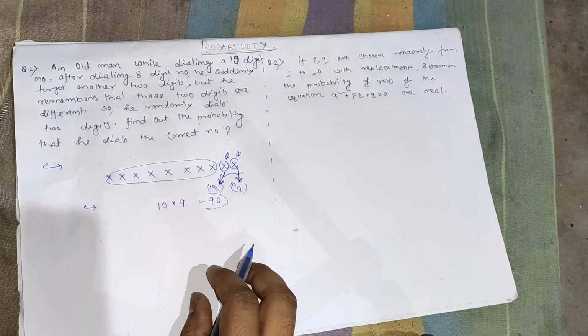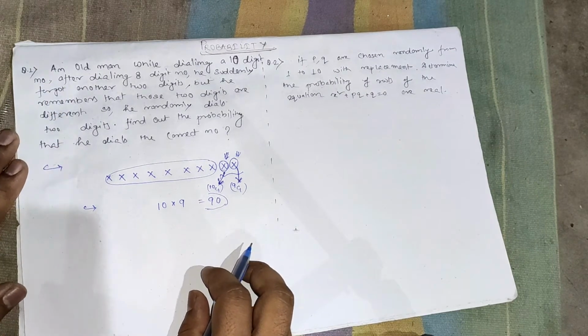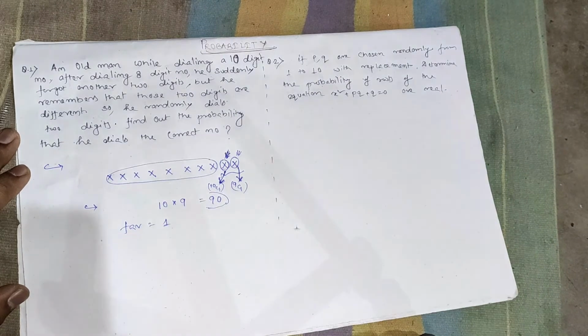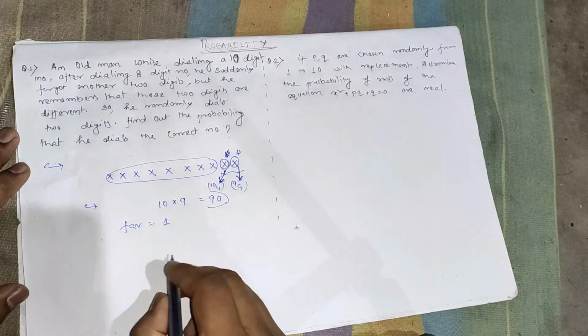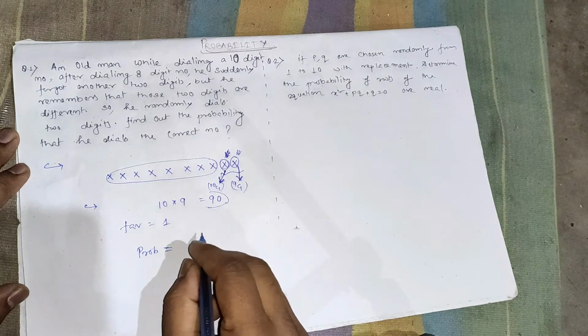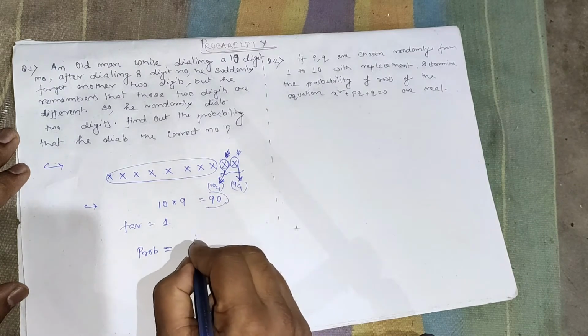Now as you all know that he is dialing a number, so the favorable condition is only 1. Favorable condition is 1, so the probability that the man dials the correct number is 1 divided by 90.